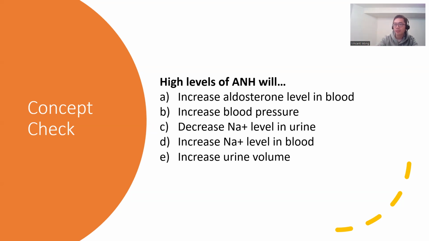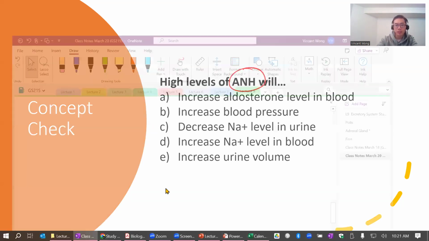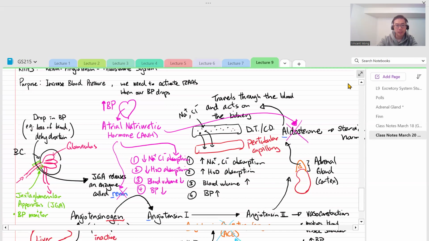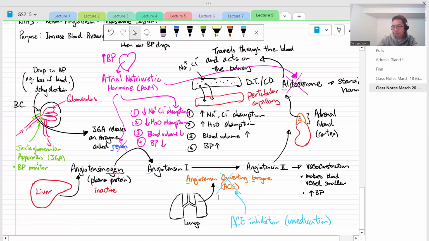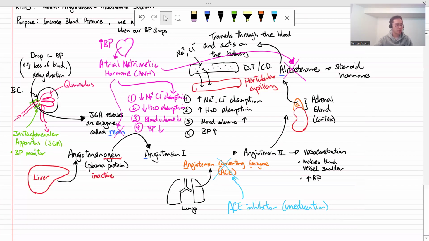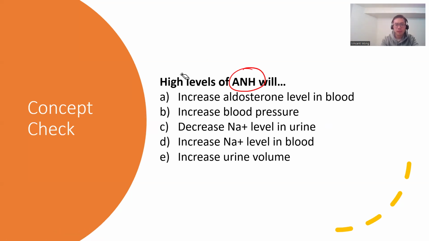Okay, well, let's talk about this. High level of ANH. ANH is the one that's from the heart. Let's take a quick look here. ANH is the pink one. And it's basically gonna make you pee more. It's also gonna be suppressing the RAS. And so, increase aldosterone level in the blood? No, it will decrease it by blocking its release. It will increase the blood pressure?